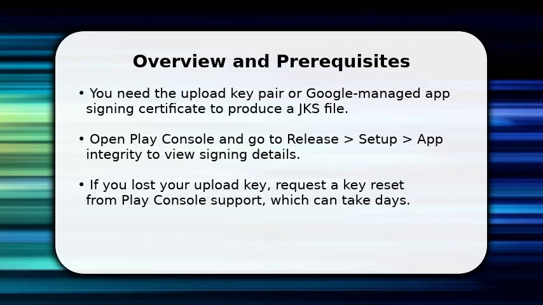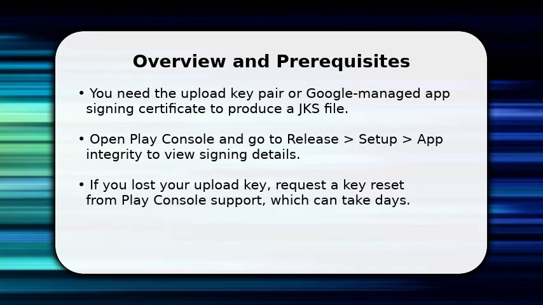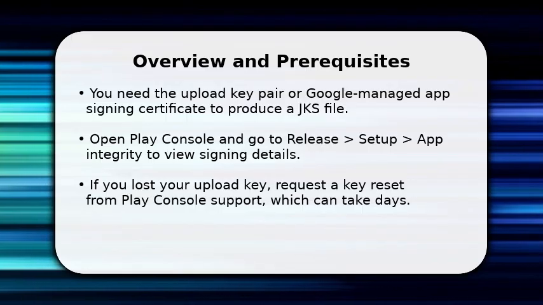This video shows how to obtain a JKS Keystore related to Google Play signing. First, confirm whether Google manages your app signing key or you hold the upload key. Open Google Play Console and sign in with the developer account email. Navigate to Release, then Setup, and click App Integrity to view signing certificates and fingerprint values.